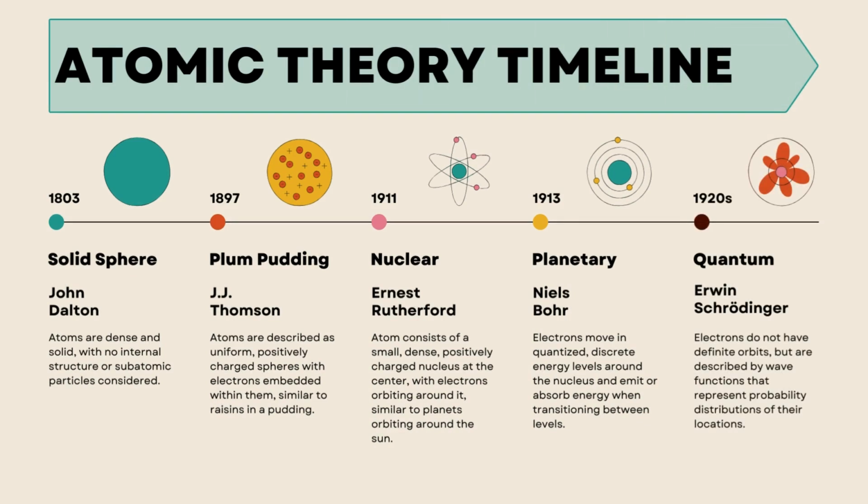In the 1920s, Erwin Schrödinger came. He gave us a new model of the atom, which is known as the quantum model. Electrons don't have a definite orbit but are described by a wave function that represents the probability distribution of their location. Electrons can be present anywhere in the atom. They don't have a fixed orbit. Electrons don't move in a fixed orbit; rather they move in a wave-like form around the nucleus.